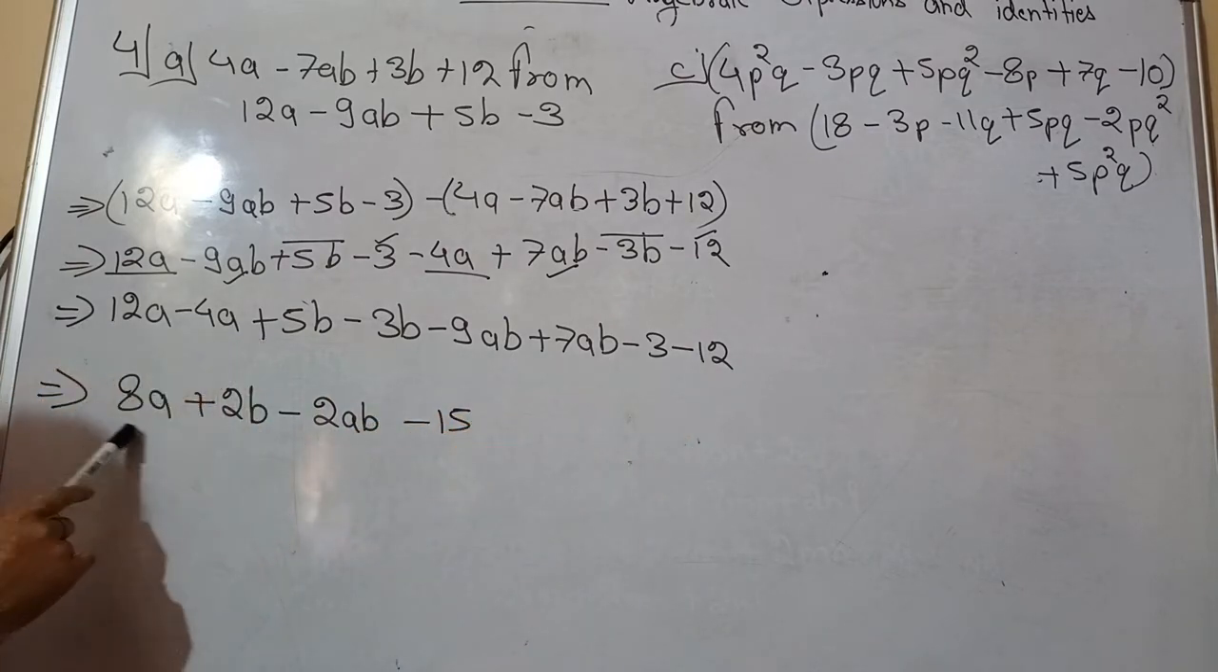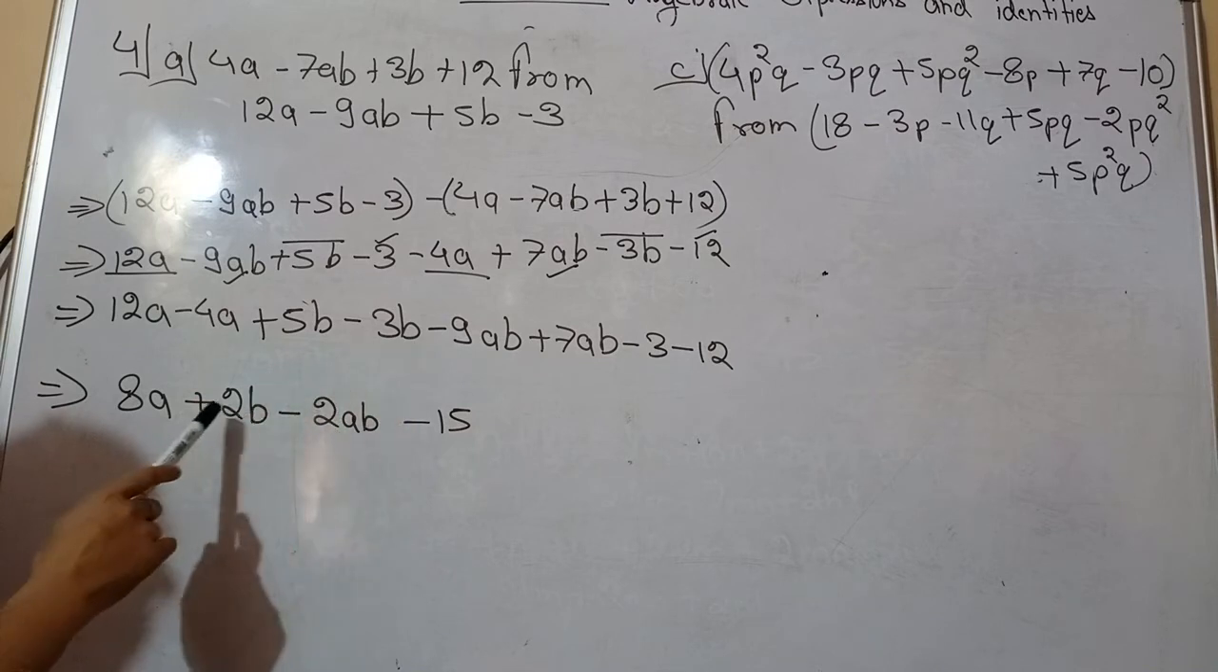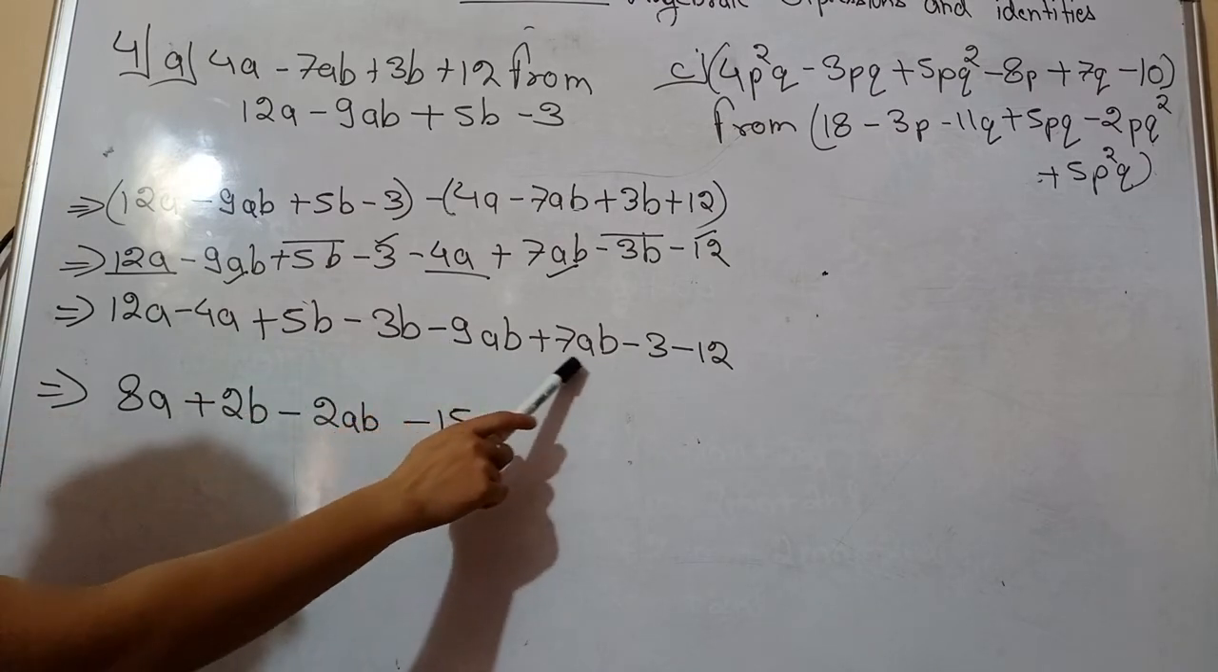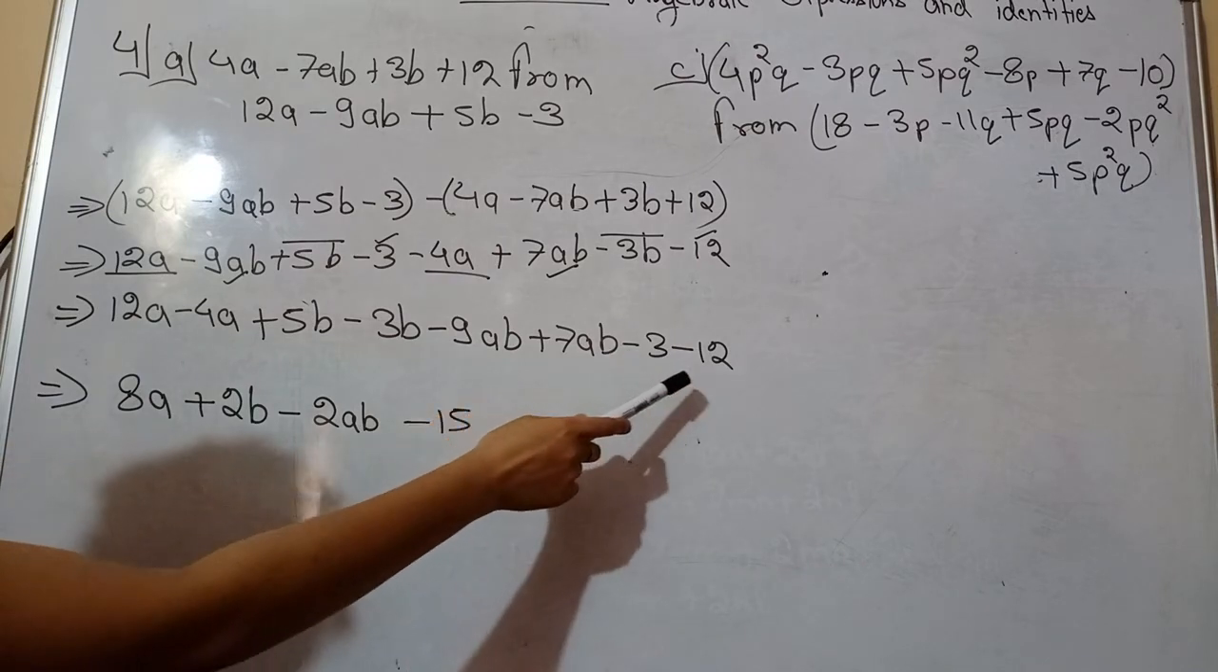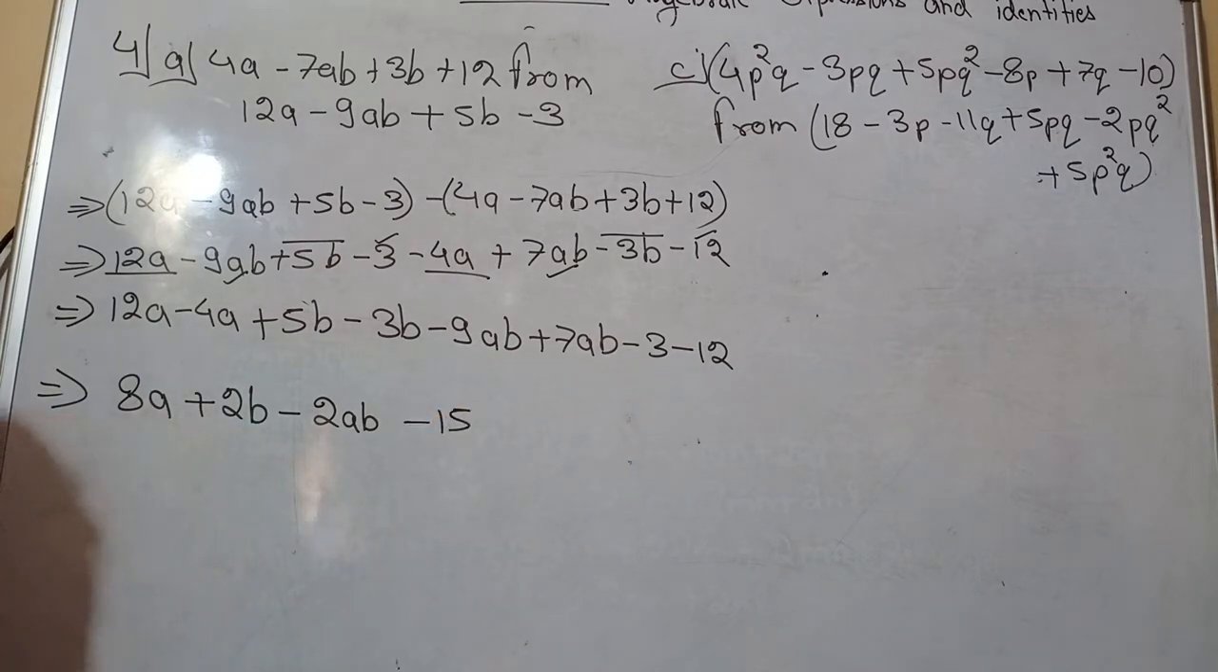12 minus 4 gives us 8a. 5 minus 3 gives us 2b. 9ab and 7ab will give us minus 2ab. And minus 3 minus 12 gives us minus 15. So this is the first method of how you will subtract the given terms. There is also a second method. Whatever you find easy, solve the question with that method.